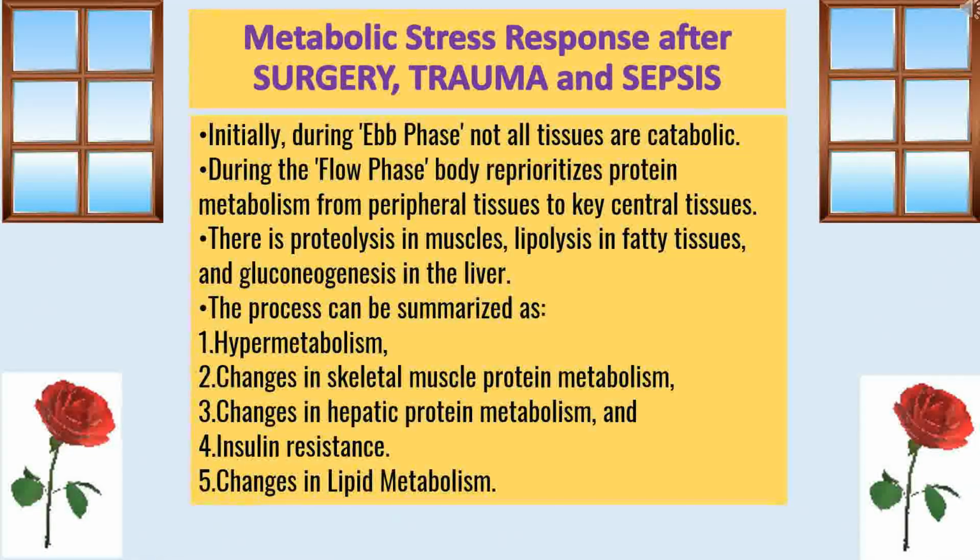During the initial hours, or flow phase, after surgical or traumatic injury, not all tissues are catabolic. Several key elements of the flow phase determine the extent of catabolism after trauma. The body reprioritizes protein metabolism from peripheral tissues like skeletal muscles, adipose tissues, and skin to key central tissues such as liver, immune system, and wounds.